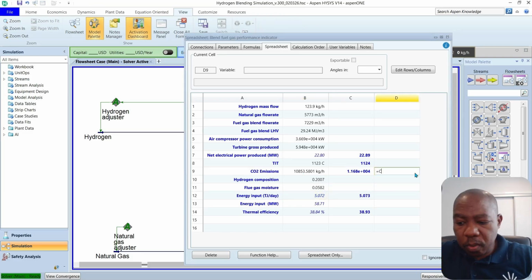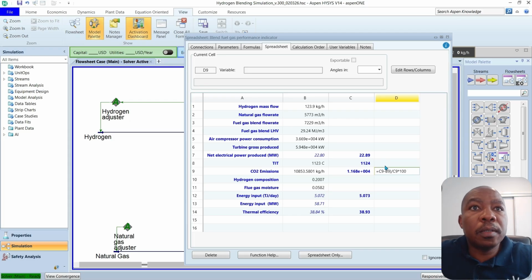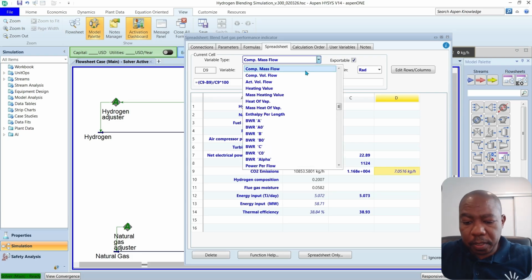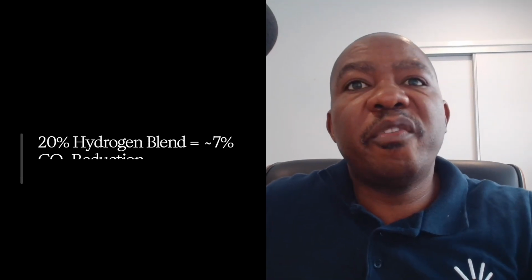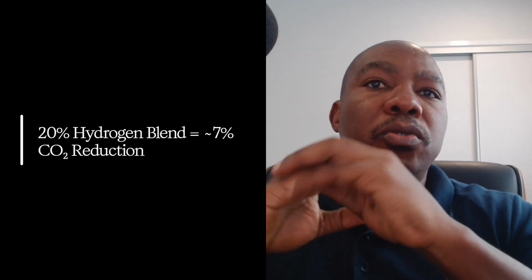So we've got C1 minus B9 divided by C9 times 100. So that should be around 7% reduction. There you go. That is percent. So we've got about 7% CO2 reduction.